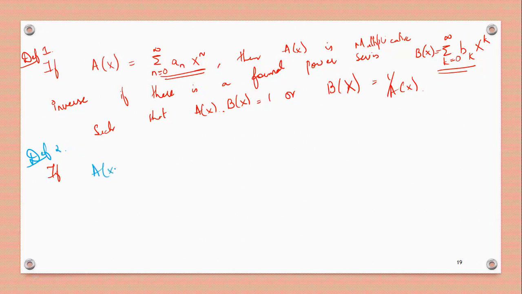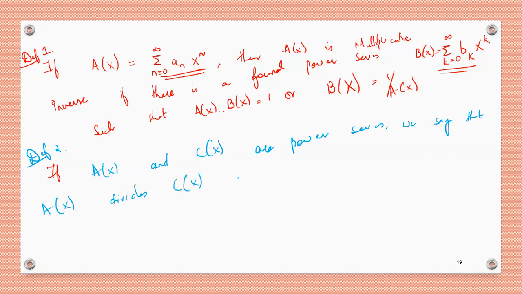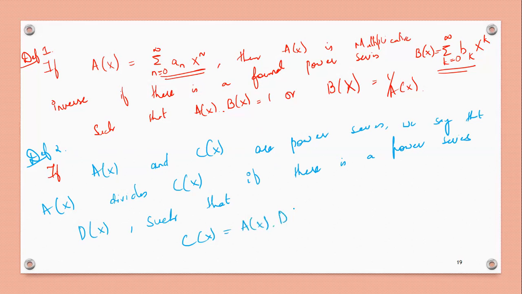If a of x and c of x are power series, we say that a of x divides c of x, if there is a power series, so another power series d of x, such that c of x is equal to a of x into d of x. Okay, so a of x is dividing c of x.